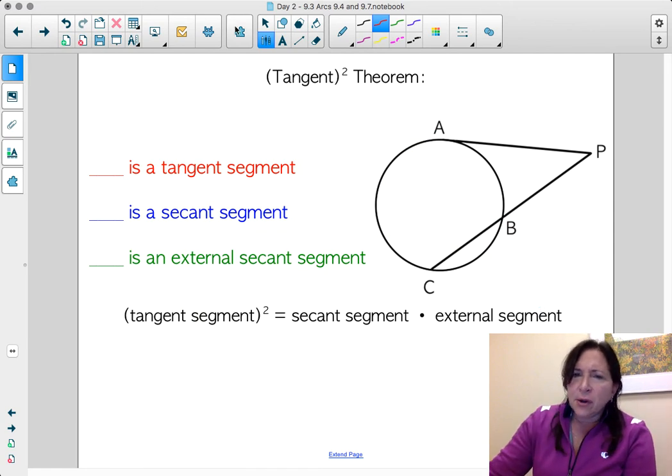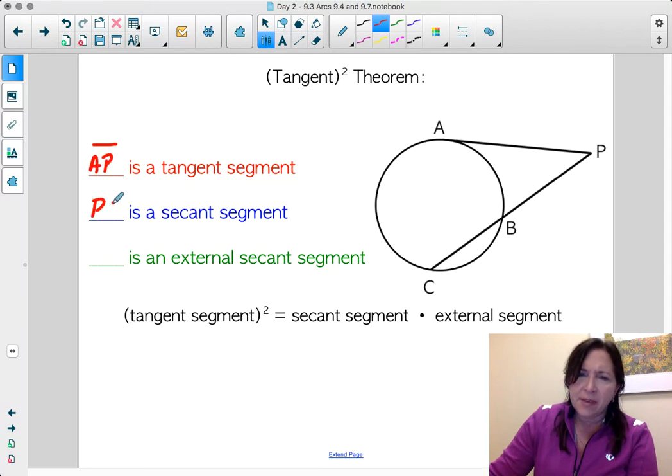The last theorem that we have is the tangent squared theorem, which basically means if you have a line that's tangent and a secant, okay? So blank is tangent, so we have line segment AP is tangent. We have PC, which is secant, and an external part of the segment, which is PB, all right?